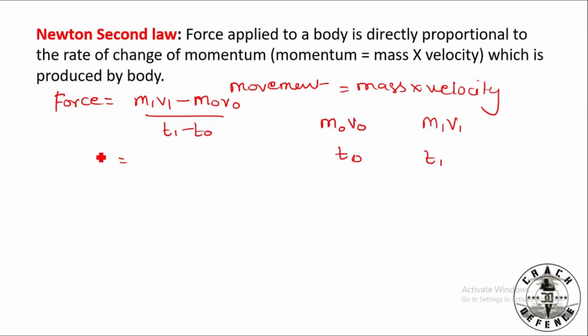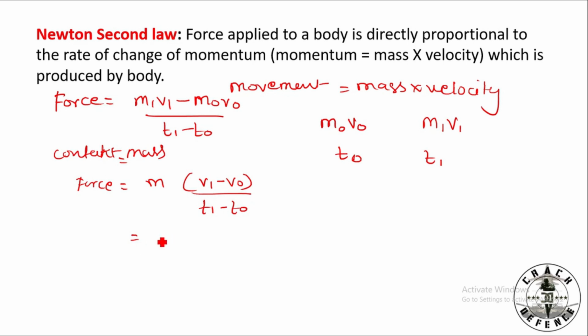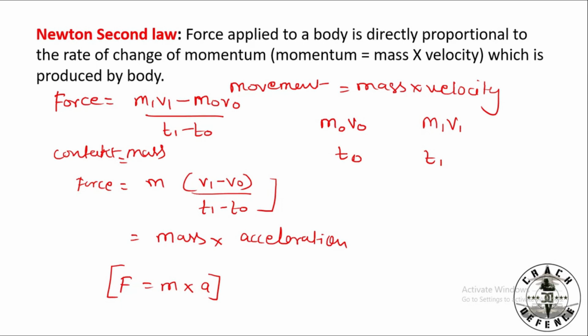Now, if mass is constant, we'll have force equal to m, taking it common, (v1 minus v0) divided by (t1 minus t0), which eventually, making it mass into this one, becomes acceleration. So the formula is force equals mass into acceleration, which states Newton's second law.